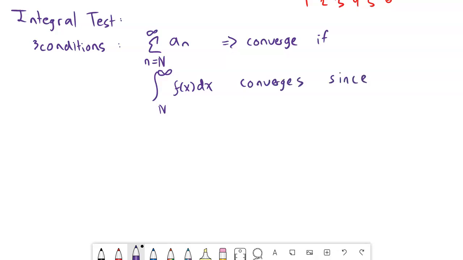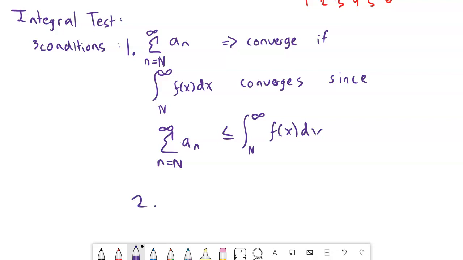Since no matter what, this integral will always be bigger than or equal to the sum. I guess the other one would be, it would diverge if the integral diverges, right? Or this would diverge if the integral diverges. And it allows us to say that as well. So this is the first part.